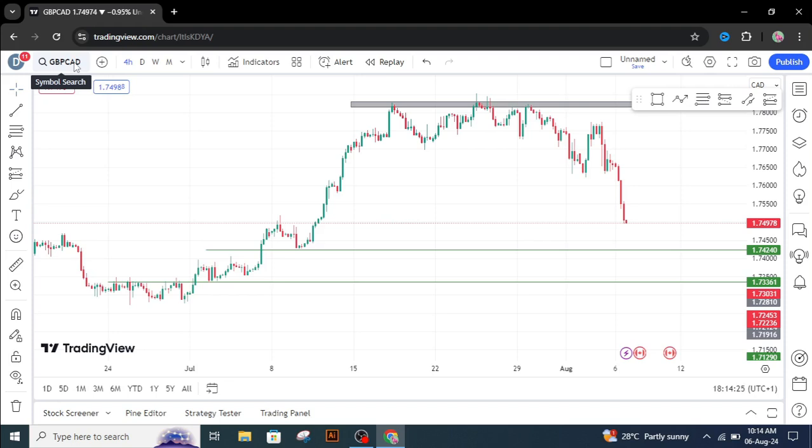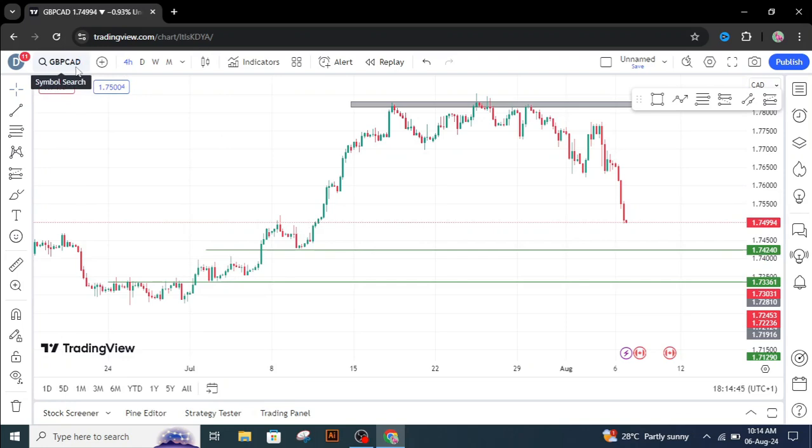I believe you understand that, and GBP, the British pound, is stronger in this case. So if the British pound is stronger than CAD, it means that the British pound will be buying against CAD. That is why you see the British pound going up. It means CAD was a little bit weak.